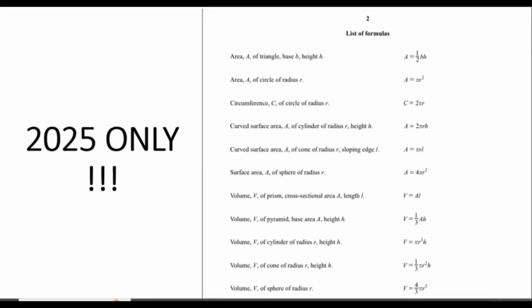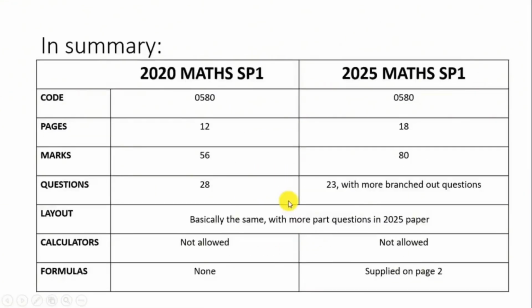In summary, we can see that the code has remained the same. The number of pages has greatly changed from 12 to 18. The number of marks also has increased from 56 to 80, which means that there's an increase by 24.